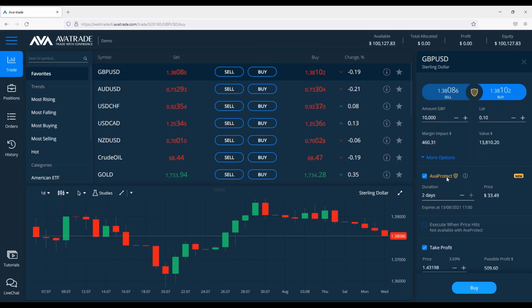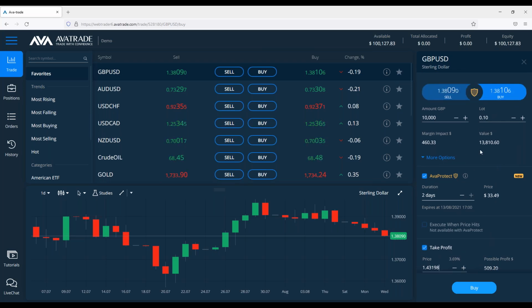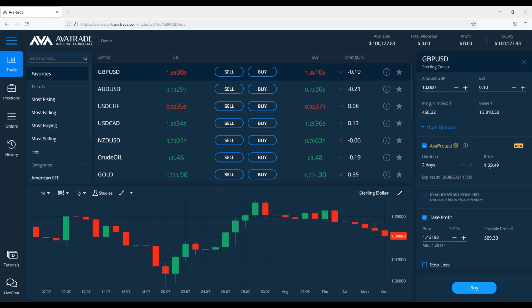As I was explaining, we can define here an expiry for the protection up to 2 days. Here we have marked just a tentative take profit to understand the idea. 509 is what we will expect if everything goes according to plan, minus the fee that we will have to pay. This is the fee, the premium that will be paid anyway, regardless of whether we succeed and it goes where we want.